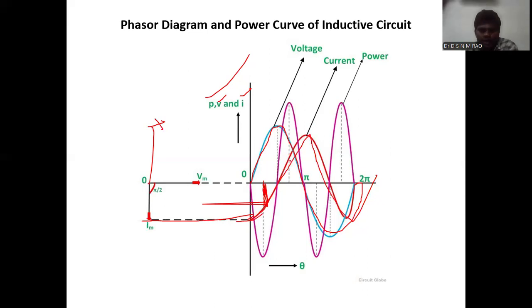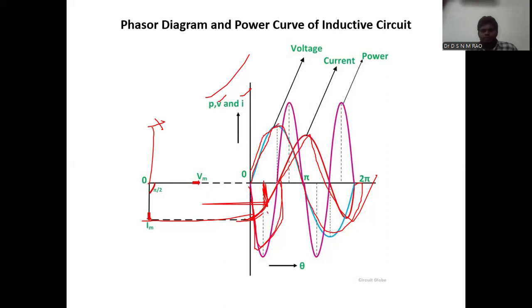So during 0 to pi by 2, the current signal is negative and the voltage signal is positive. Ultimately the power signal will be negative: positive into negative gives negative. So from 0 to pi by 2, the voltage signal is positive, the current signal is negative, so minus into plus, the power signal will be negative.